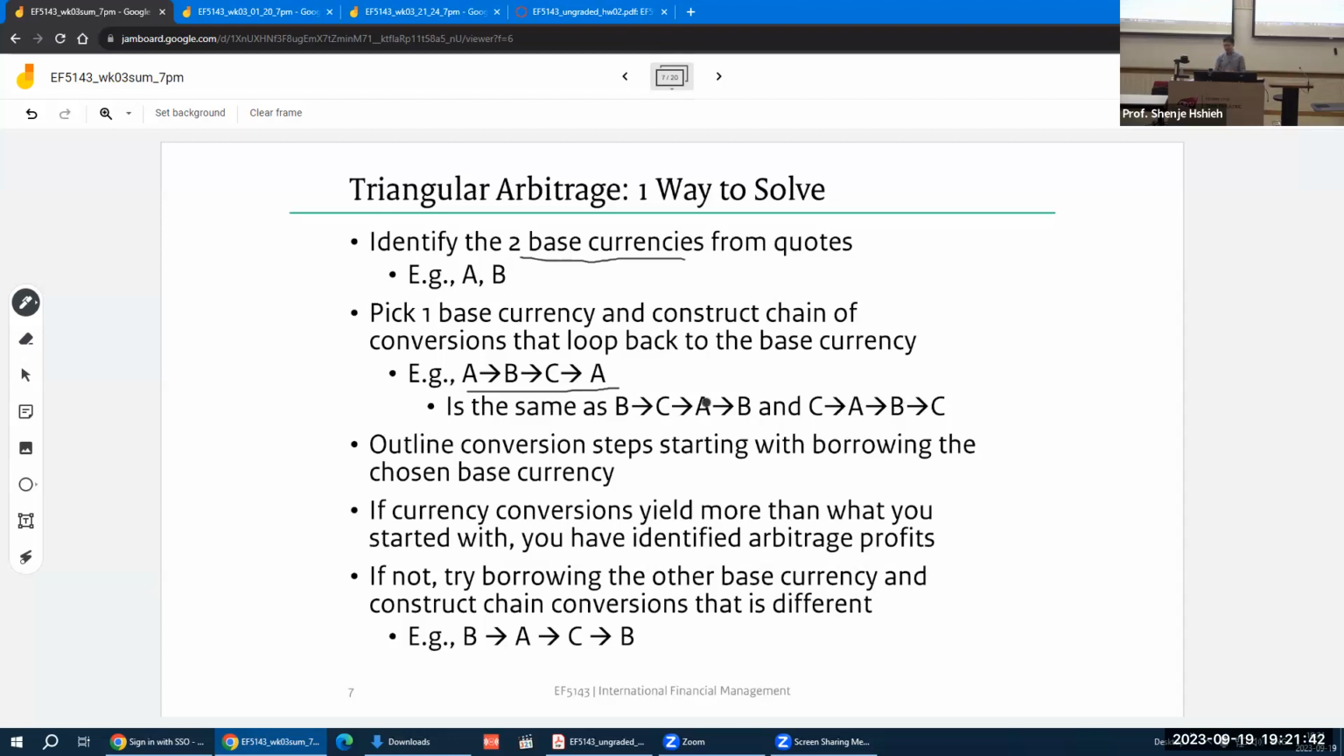You don't have to check B to C to A to B. You don't have to do it if you check this already. You don't have to check C to A to B back to C. You do not have to check these. They will lead you to the same conclusions, and you can prove it to yourself if you want to, okay?